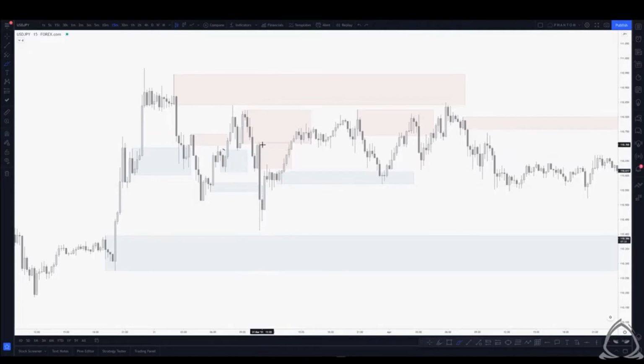Now, if we look at this point, we have an expansion to the downside. We do get a reversal and we see price expand to the upside. We range and then move to the upside.